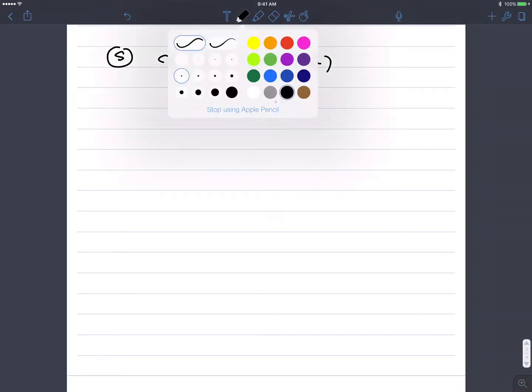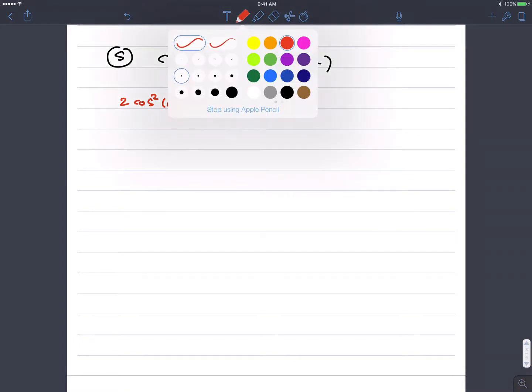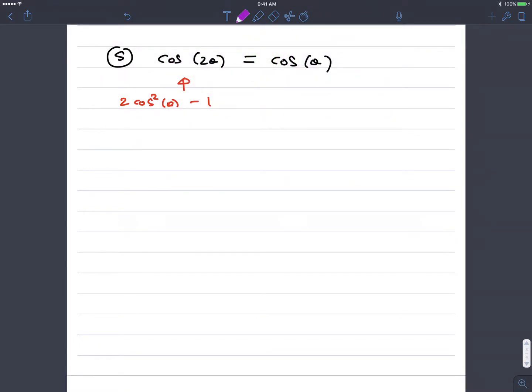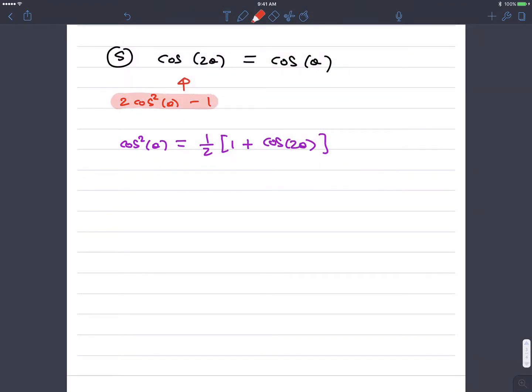Now, remember I said to you guys you're going to have to bring out some identities. See this cosine double theta? We could use 2 cosine squared theta minus 1. Does anybody recall? Cosine squared theta, wasn't this 1/2 times 1 plus cosine double theta? Is that true? So I want to discuss here with you guys where this actually came from. In other words, why do you replace that with 2 cosine squared theta minus 1? Where did that come from?